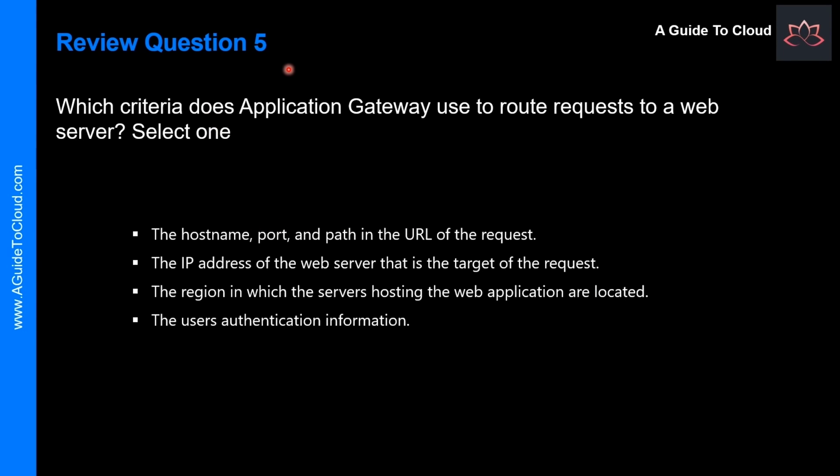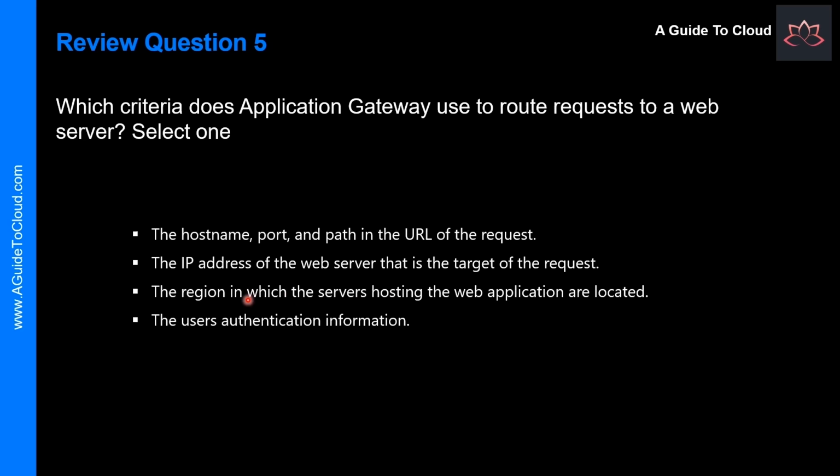Let's look at question number 5. Which criteria does application gateway use to route requests to a web server? So what is that criteria which Azure Application Gateway use? We need to select one statement from this. Is it the user authentication information? Absolutely not. The region in which the servers hosting the web application are located?